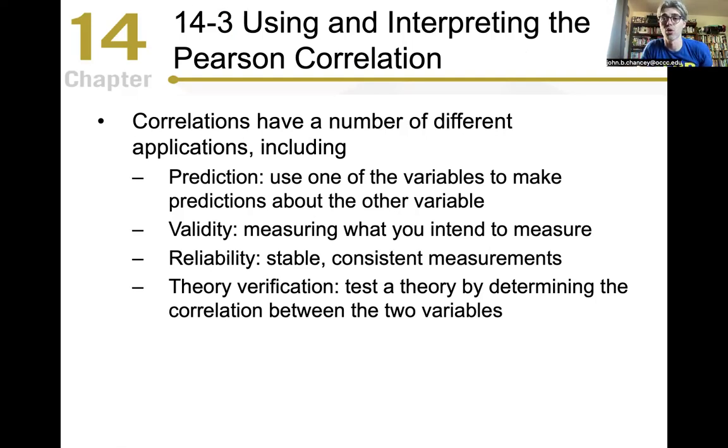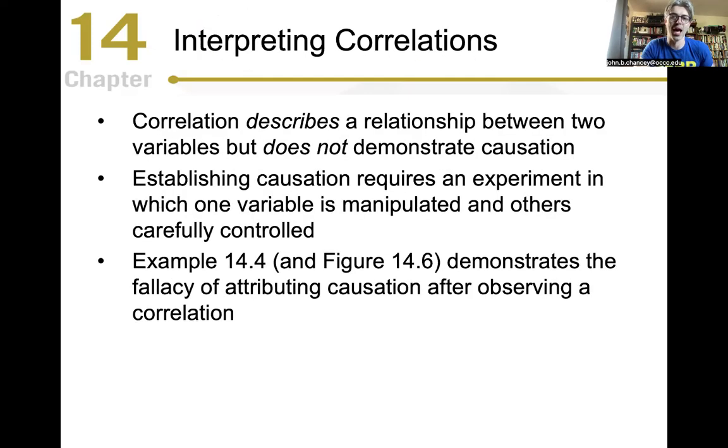It allows us to quantify things like validity and reliability, and theory verification. We can really verify a relationship between two variables, especially if that's what our theory is based on. It would be nice to have statistical support or evidence that supports that.